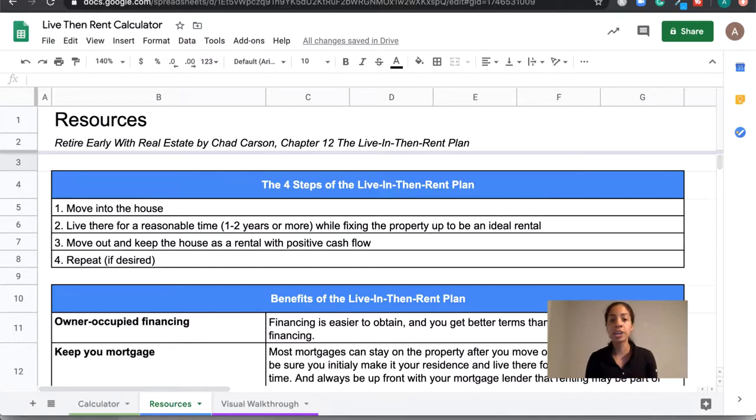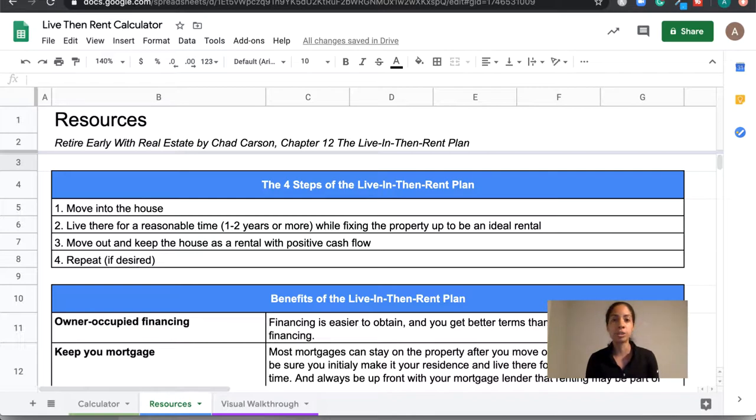So to get started, the 4 steps of the live in then rent plan, as he calls it, is first, you move into a property as your owner occupying it. Second, you live there for a reasonable amount of time, 1 to 2 years, while you fix up the property to be an ideal renter. The reason why you're living in it versus just investing in it is because you could put a lot less money down, whereas for an investment property, maybe 25% down, but if you're living in it, you can even go as low as 3.5% down using an FHA loan.